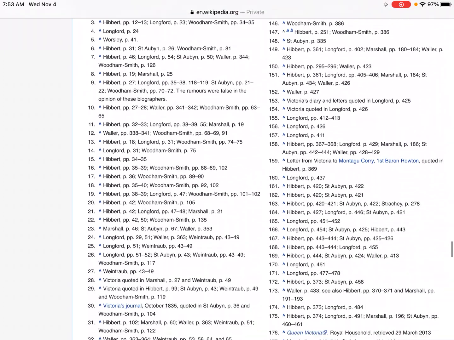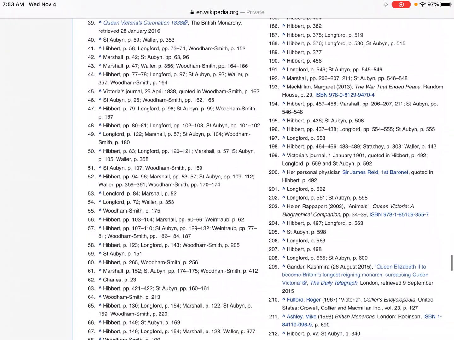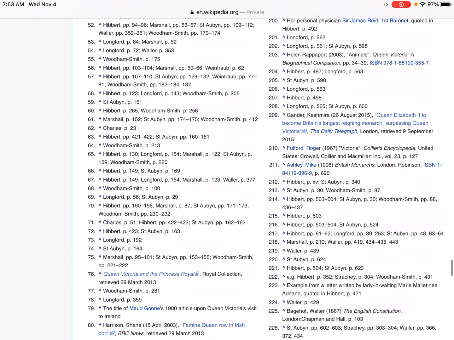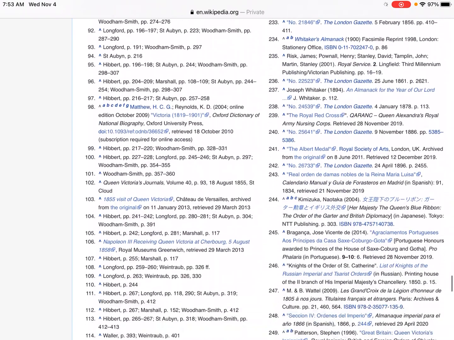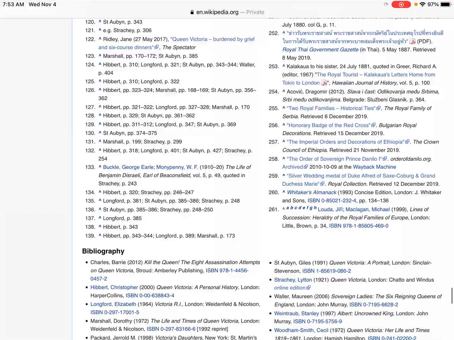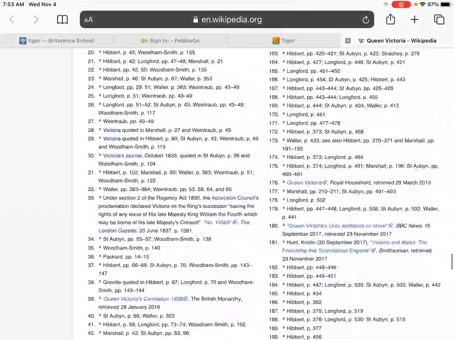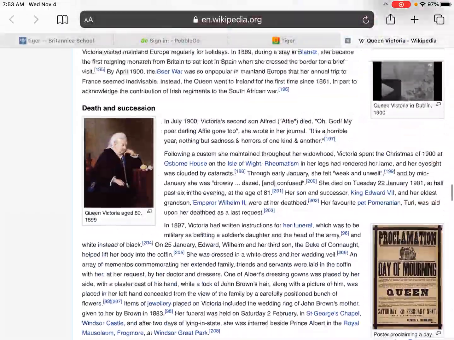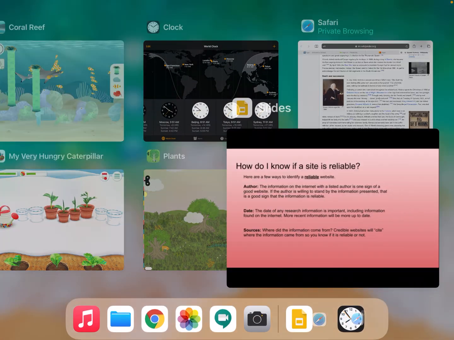This is a long list of really hundreds of books or hundreds of places where they found all of these facts. So does the article or the website tell you where they got their information? That is important. Where did they get their information?